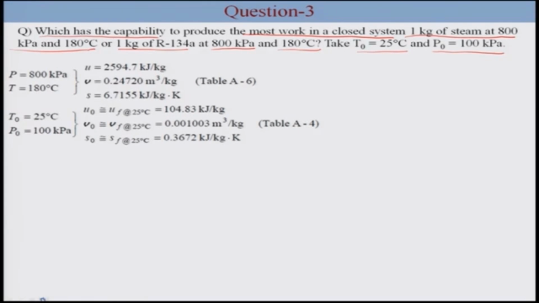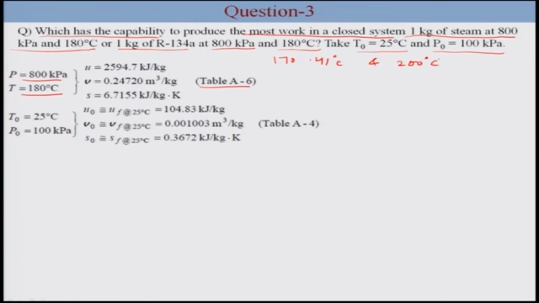So for steam, the conditions are 800 kilopascal and 180 degrees Celsius. So if we see from table A6, in the table the values are given for 170.41 degrees Celsius and 200 degrees Celsius.